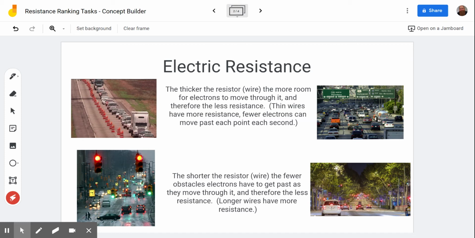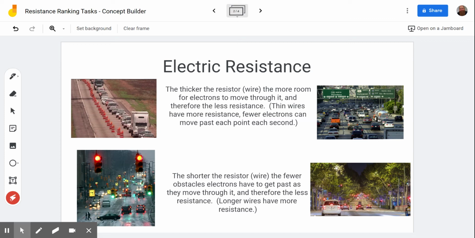Then if we look at the shorter resistor, as electrons go through a wire, they experience resistance. This is the idea of the stoplights. It's resistance going down there. Well, the shorter the road, the shorter the wire, the fewer stoplights you're going to run into. Now, it's a little bit different. Like I said, it's an analogy.